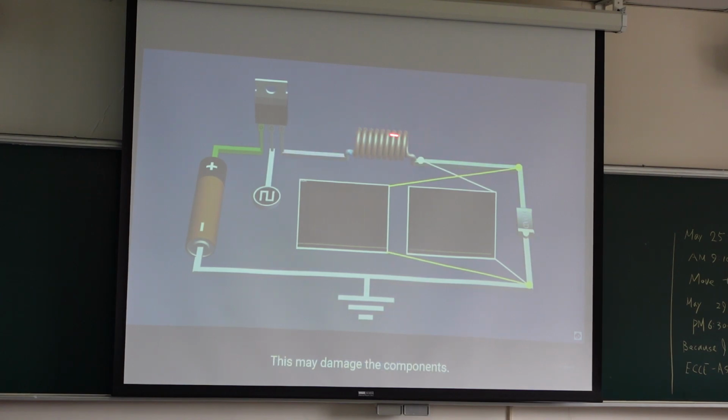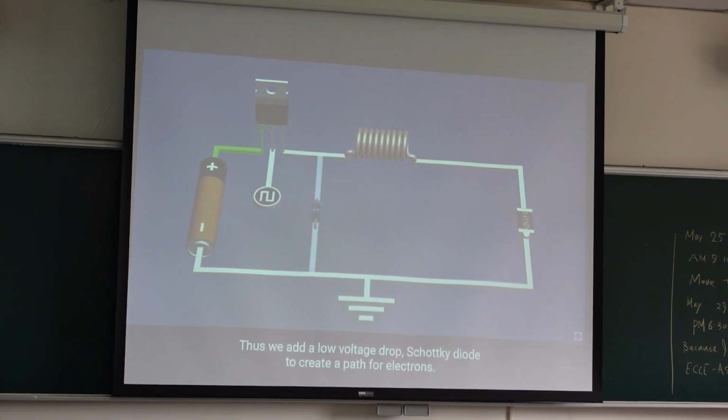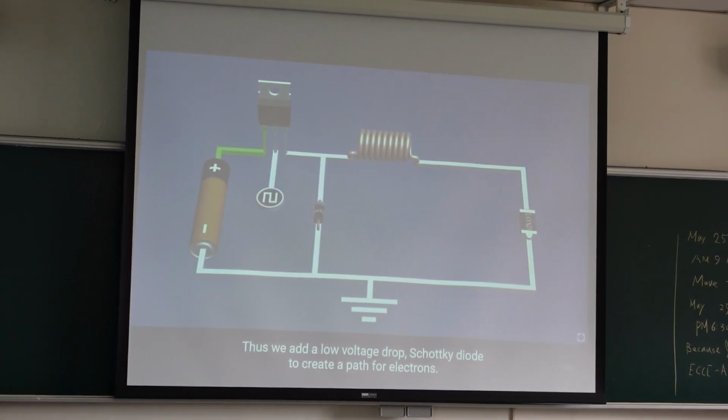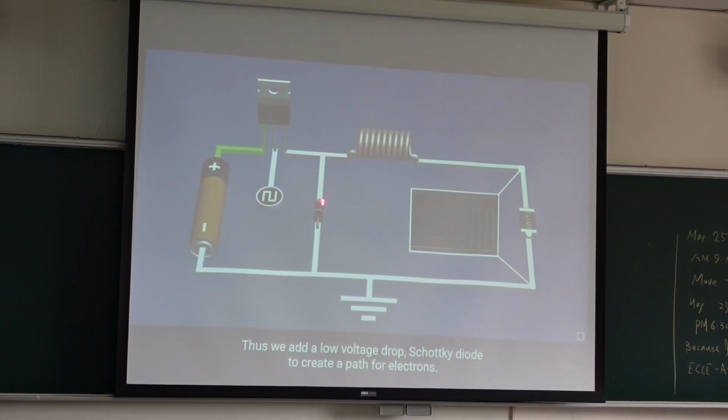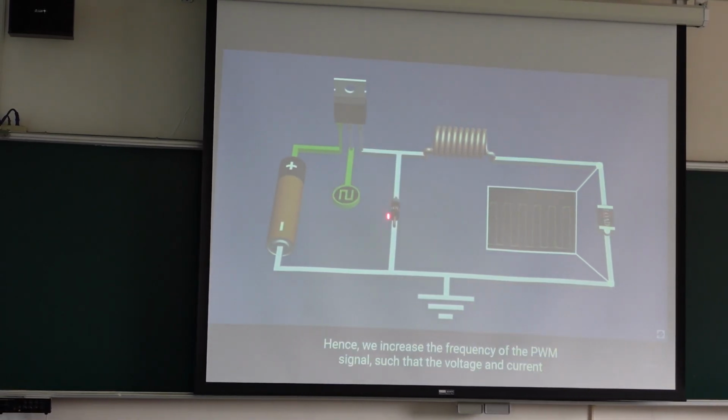Otherwise, it will damage components. Thus, we add a low voltage drop Schottky diode to create a path for electrons. So this is the Schottky diode. When the switch turns off, the load still has voltage spikes. We need the Schottky diode.